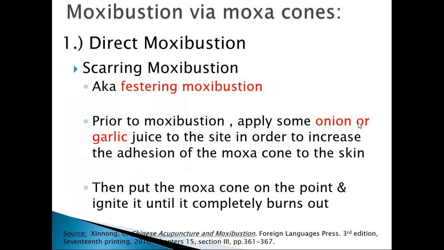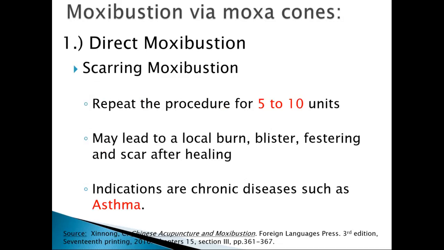Then put the moxa cone on the point and ignite it until it completely burns out. Then you repeat the procedure for 5 to 10 units. It may lead to a local burn, blister, festering, and scar after healing. Indications are chronic diseases such as your asthma.